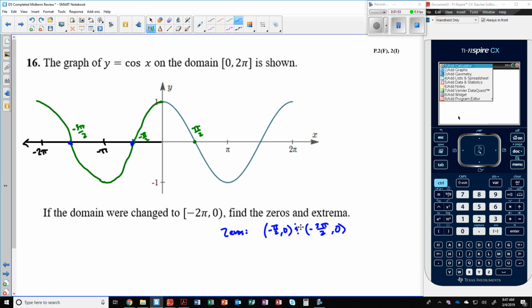And then the extrema would be the maximums and minimums. So I'll break those up and say the maximum occurs right here. Let me change colors. The maximum occurs right here, and this is negative 2 pi, comma height of 1. So that would be the max, negative 2 pi, comma 1. And the minimum would occur right here, which would be at negative pi, comma negative 1. And so this will be the minimum.